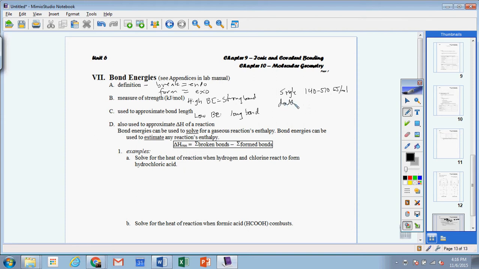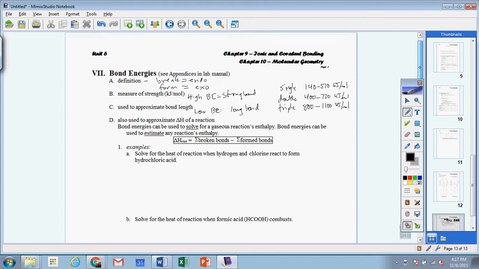Double bonds tend to be anywhere between 400 and 720 kilojoules per mole. Again, it takes more energy to break them. More energy is released when they're formed because it's a stronger bond. And then triple bonds, depending on what it's between, anywhere from about 800 to about 1100 kilojoules per mole. Again, a much stronger bond, so it requires much more energy to break.